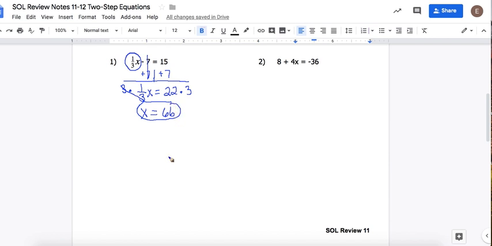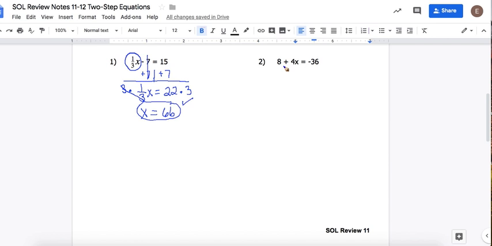Now, the good thing about equations is that you can check them. To check this, I would type into my calculator 1 divided by 3 times my answer, which is 66, and then I would hit minus 7 and hit equals. My calculator says 15, so I know my answer of 66 is correct. Okay, let's move on to example number 2.